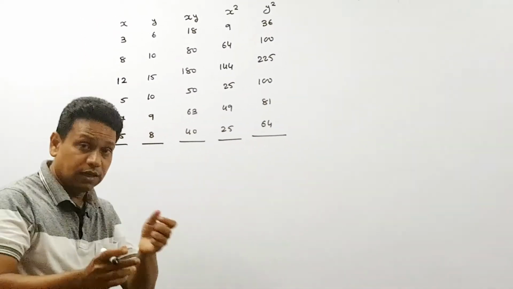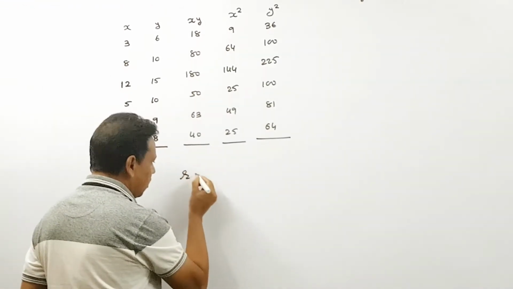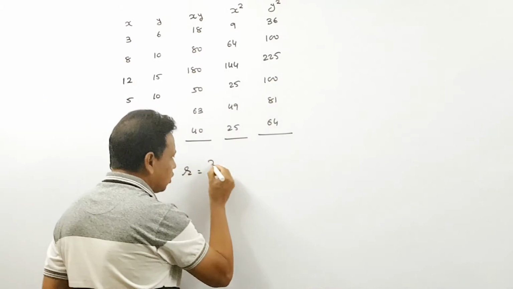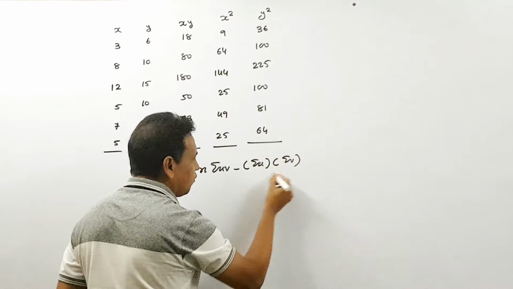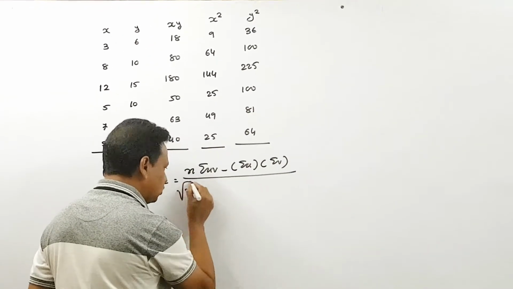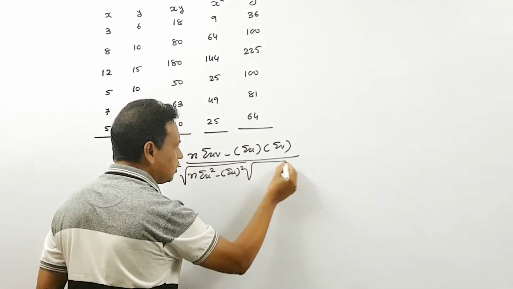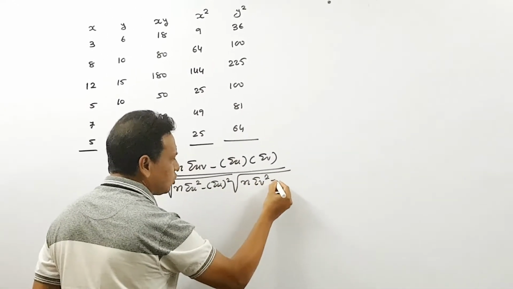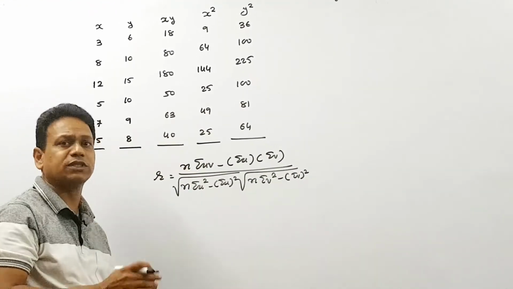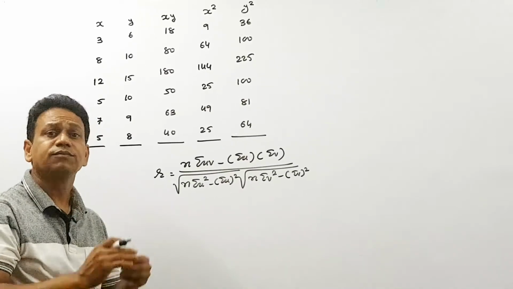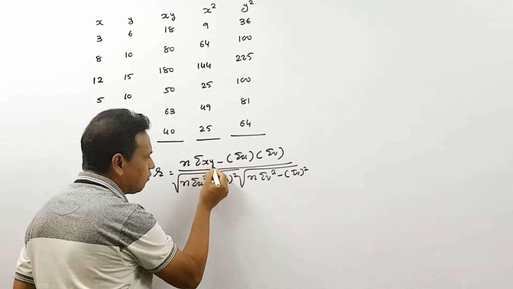My dear friends, in the previous question I used the formula R is equal to n sum of uv minus sum of u into sum of v divided by first root of n sum of u square minus sum of u whole square, other root of n sum of v square minus sum of v whole square. But here I don't have any information about u and v. We are using original variables x and y, so I would like to use here x, y.